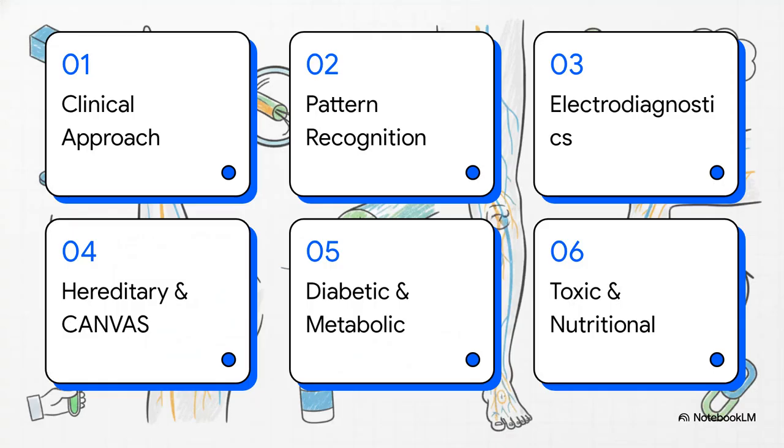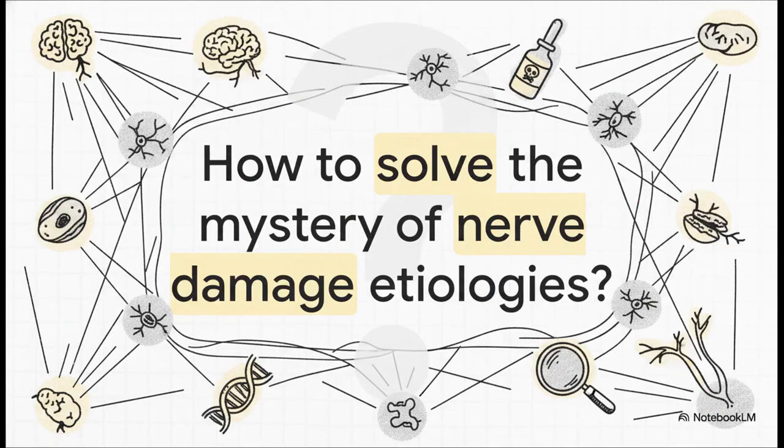Here's our agenda for today. 1. The clinical approach. 2. Pattern recognition. 3. Electrodiagnostic studies. 4. Hereditary neuropathies and CANVAS. 5. Diabetic and metabolic causes. And 6. Toxic and nutritional neuropathies. Let's get into it. So, how exactly do we solve this clinical mystery?